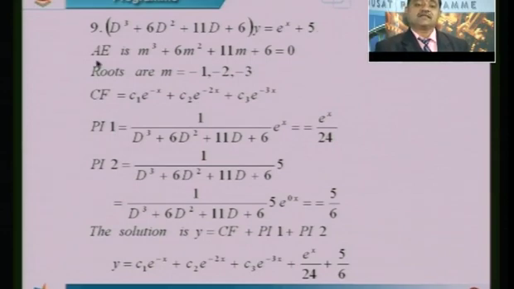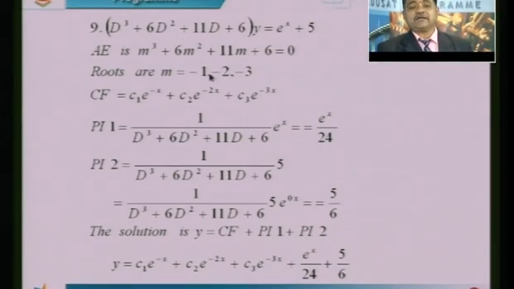First the auxiliary equation: m cubed plus 6m squared plus 11m plus 6. Put it in the calculator and you will get the roots minus 1, minus 2, minus 3. I already told you, whether you want to use a calculator or synthetic division, the same synthetic division you can use. First you will get minus 1, then the other 2 roots. All 3 roots are different: minus 1, minus 2, minus 3. So what is your complementary function? C1 e power minus x, C2 e power minus 2x, C3 e power minus 3x.